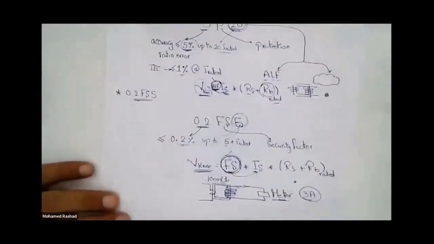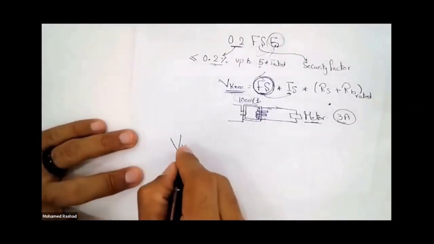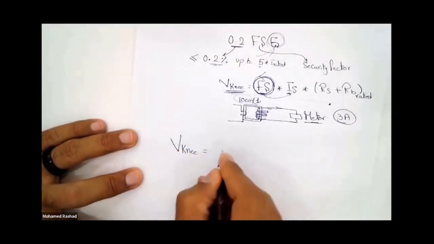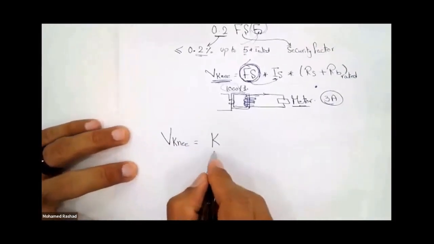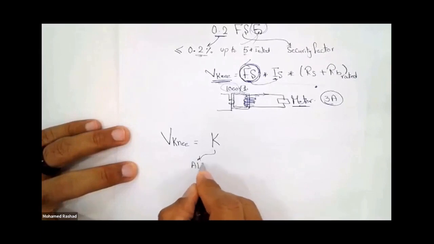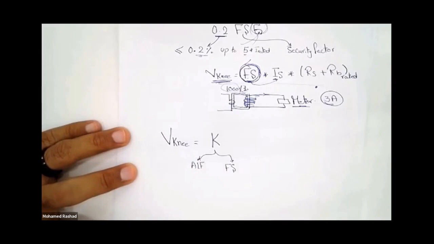This problem will arise from the equation I mentioned to you. The equation I told you about, I said that the knee point is like this. It is a factor, and this factor could be the accuracy limit factor if I am talking about a protection core, or it could be the security factor if I'm talking about a metering core.